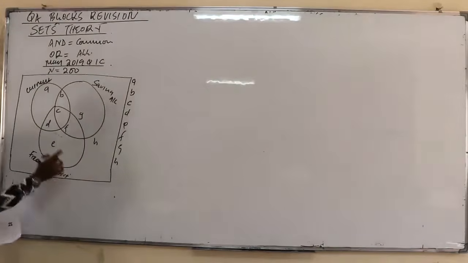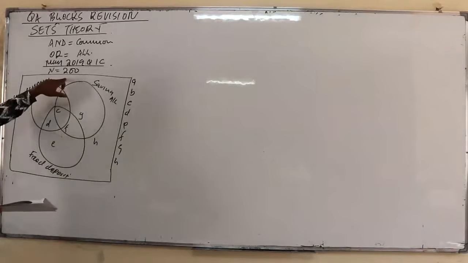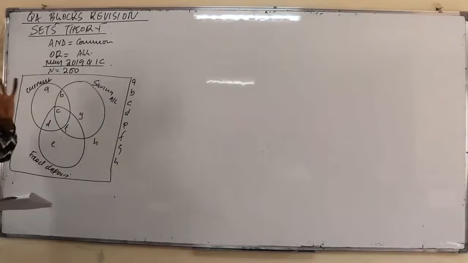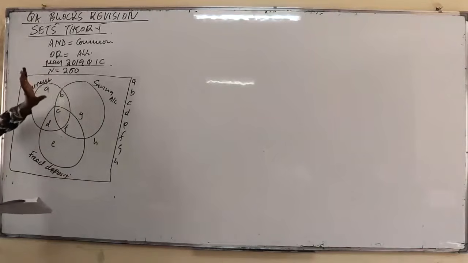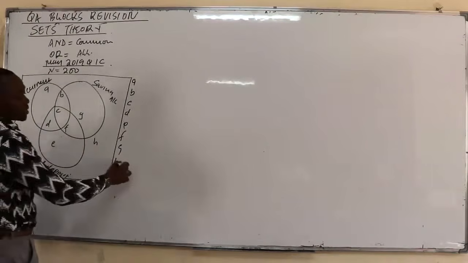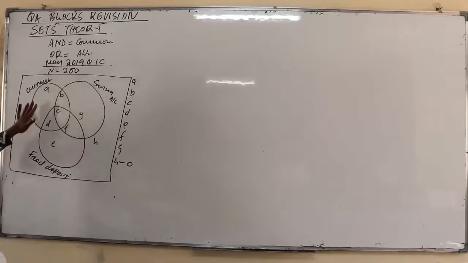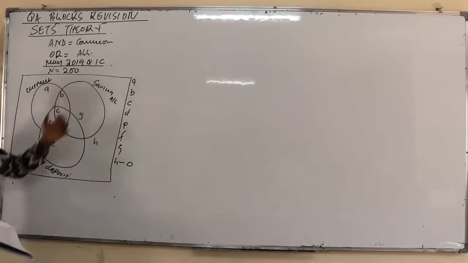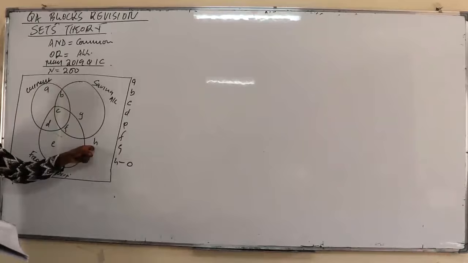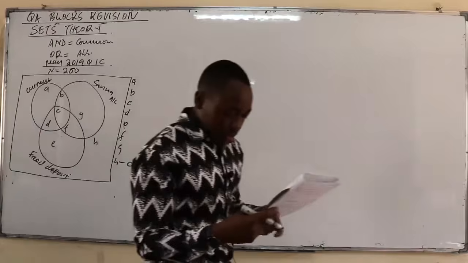Let me repeat again. We are told that a bank has 200 active customers, and the bank operates 3 types of account. So if the 200 are active and the bank has only 3 accounts, that means H is 0, because H are individuals with no account. If they are active, that means it's either you have a current account, a savings account, or a fixed deposit. You can't be missing any of the accounts. So H in this case is 0. That was the only trick in this question.